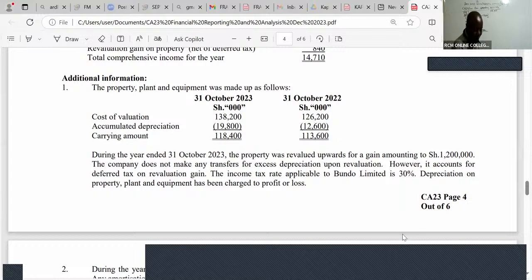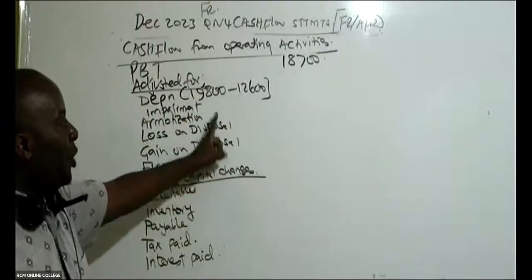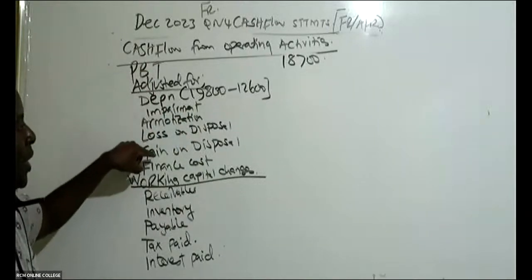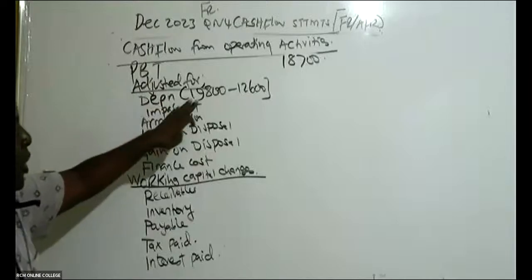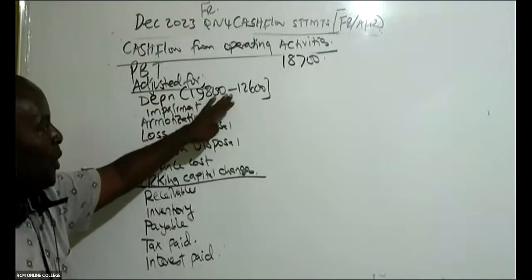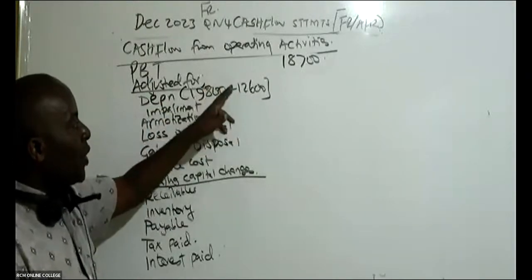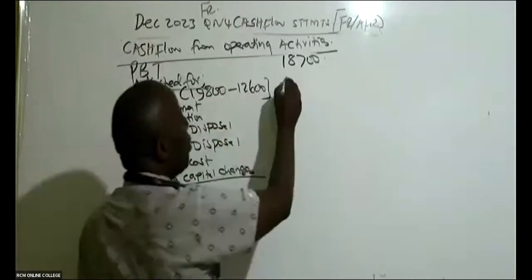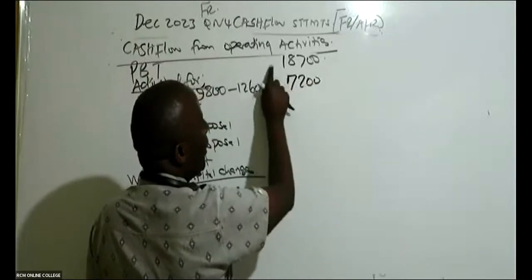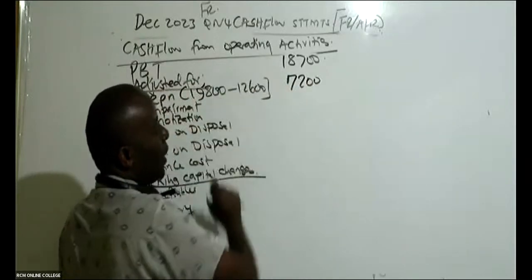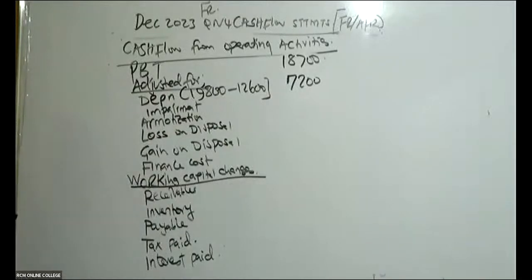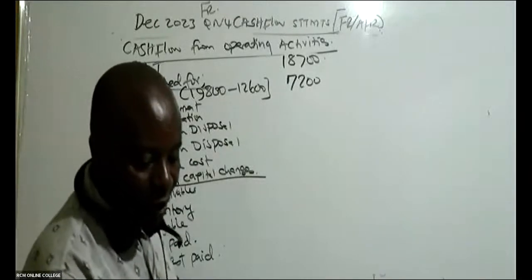Remember, the depreciation that I'm working with here should be the depreciation for the year. We're making yearly adjustments here. By the end of 23, it was this. By end of 22, it was this. So that increase, automatically, will be 7,200. This is what you charged to the current year's profit and loss, 7,200.